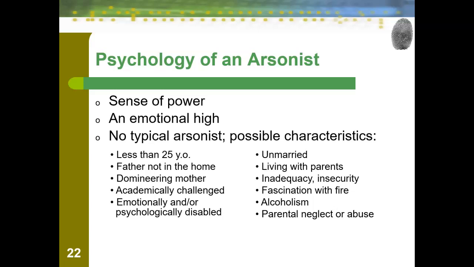Emotionally or psychologically disabled, they are typically kind of stunted in the emotional elements. They are often unmarried, living with their parents, express feelings of inadequacy and insecurity. They often have a fascination with fire. Many arsonists are alcoholics and suffered from parental neglect or abuse. Now, this is not necessarily a checklist, but these are characteristics that we do see occurring with arsonists with more frequency.